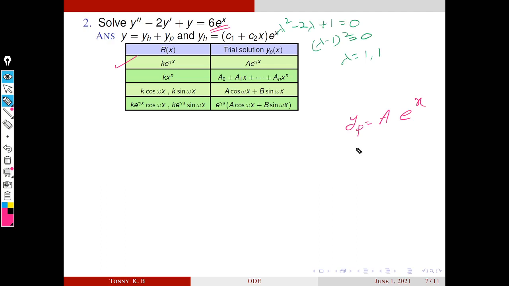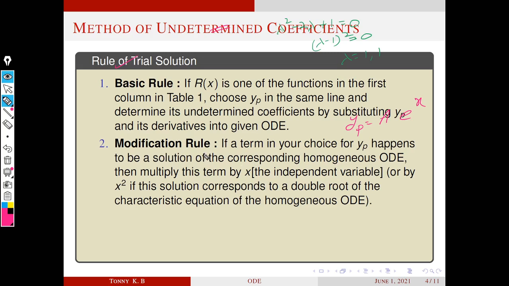But there is a problem, because here a factor in the homogeneous solution is e raised to x. That is in our r of x. So we have to use our modification rule. What is our modification rule? Yes, this is our modification rule. If a term in your choice of yp happens to be in the solution of the corresponding homogeneous ODE, then we multiply this term by x. And multiply by x square in what case? If this solution corresponds to a double root.